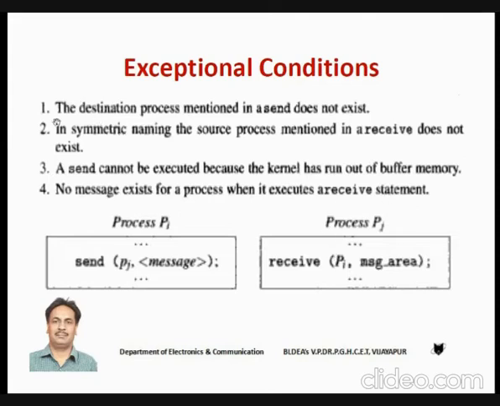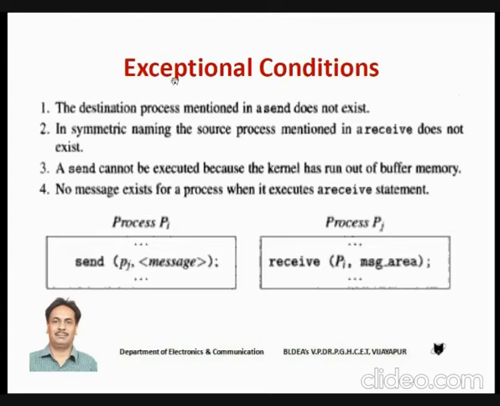Remember, students, these are the four exceptional conditions. What are the conditions? Very simple. The destination process may not exist in the send system call, or a source process may not exist in the receive system call, or a send cannot be executed because of non-availability of the buffer space in the operating system, or the fourth condition is no message exists the moment when the receive statement is executed. Means if the receive is executed first, then again it is like an exceptional condition. We need to provide some solution. Okay, students, remember these conditions.